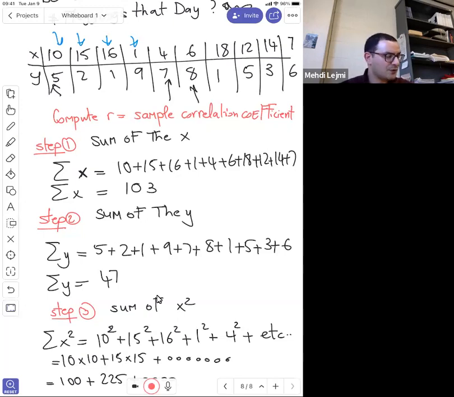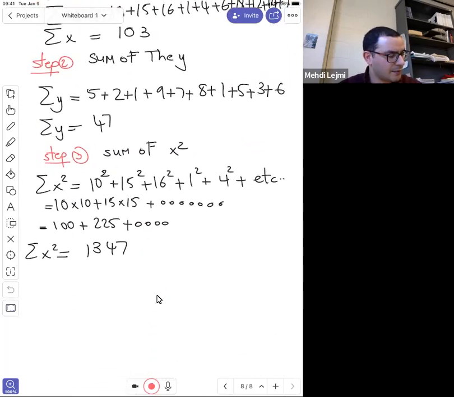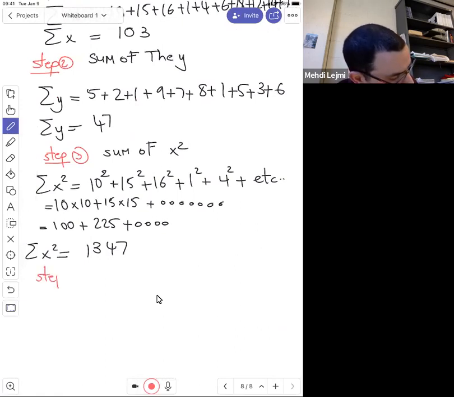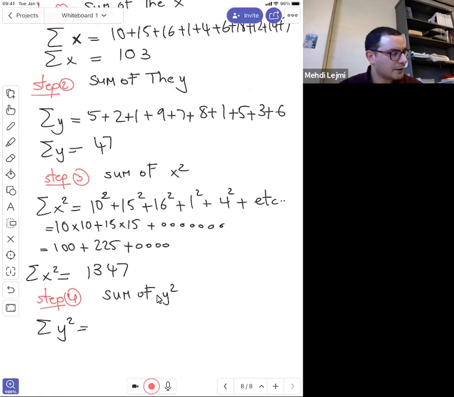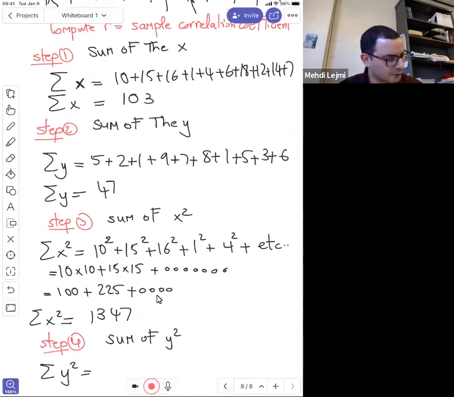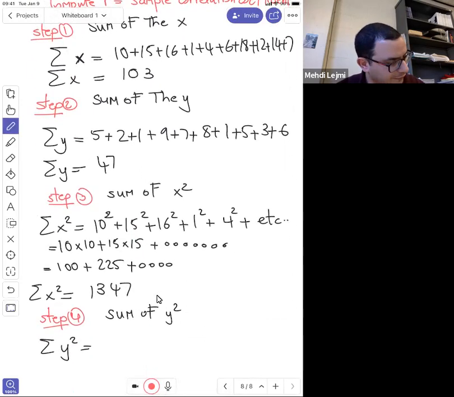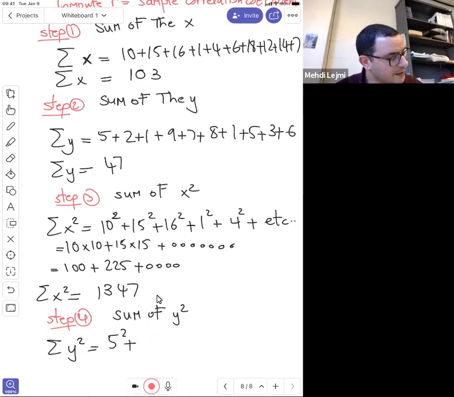Now next, of course, you're going to do the same thing with the y. So step 4, we're going to need the sum of the y squared, right? This is denoted by capital sigma, that's a summation symbol. Sum of the y squared. So you take the first y and you square it. The first y is 5, so we have 5 squared, and next y is 2, so that's plus 2 squared.